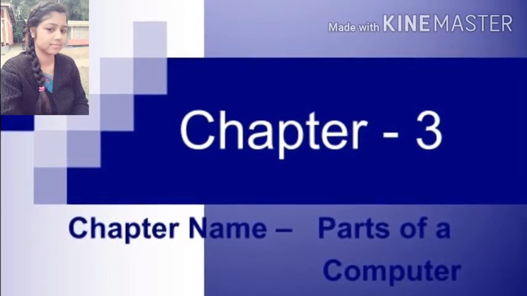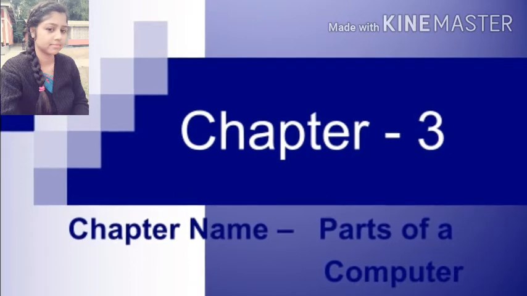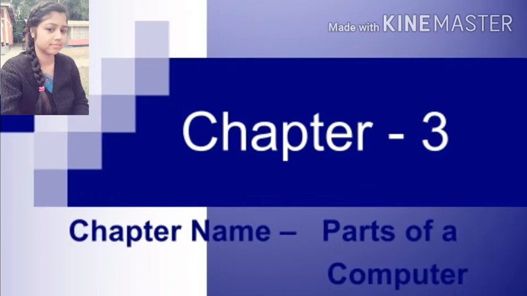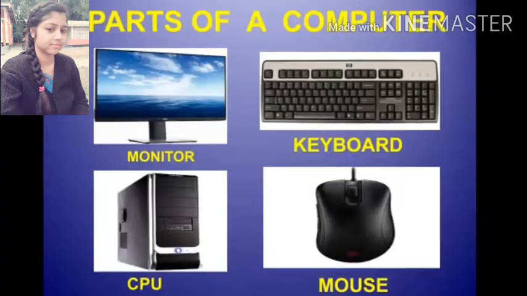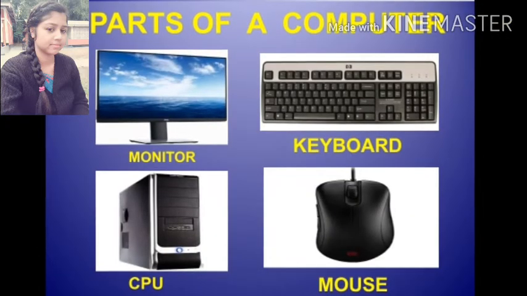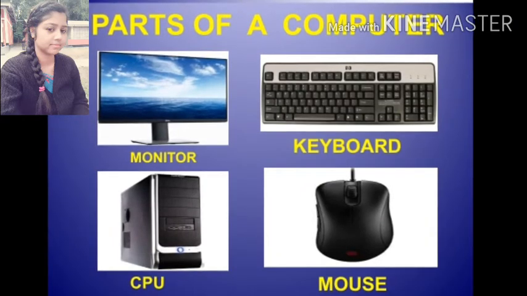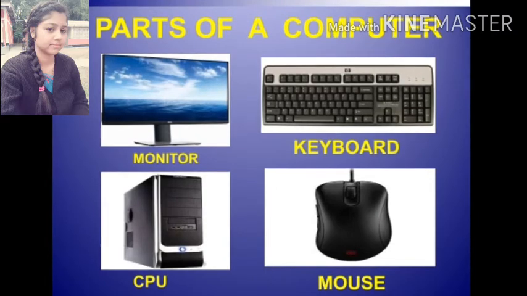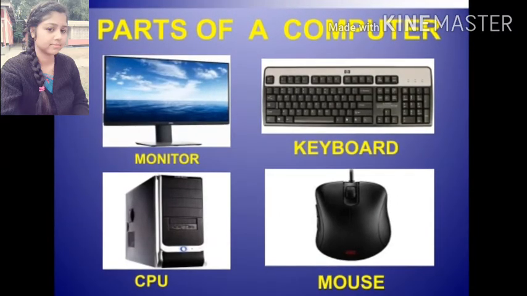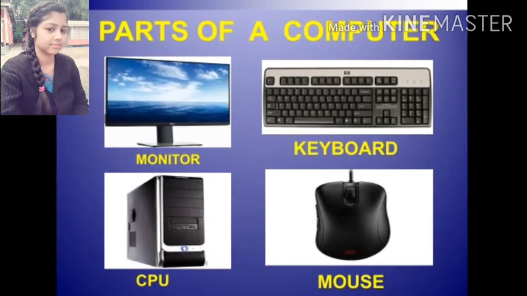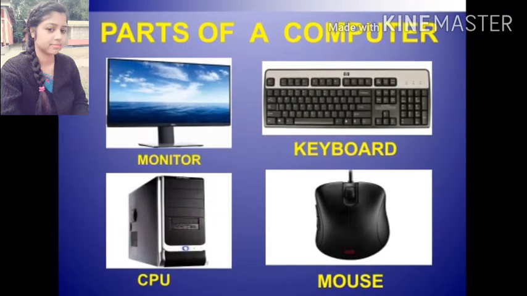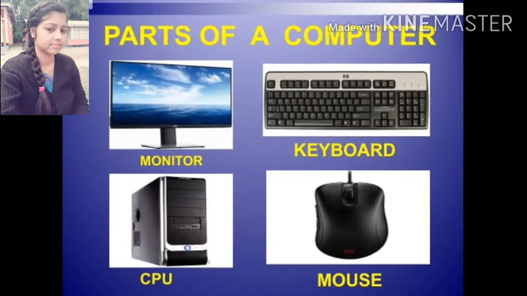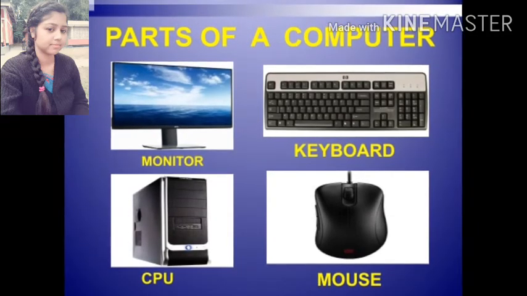Today we are beginning our computer subject, chapter number 3, parts of a computer. So students, let's discuss with some pictures. The first picture is parts of a computer. A computer has 4 main parts. The first one is monitor, the second one is keyboard, the third one is CPU, and the fourth one is mouse. Let's discuss them briefly.